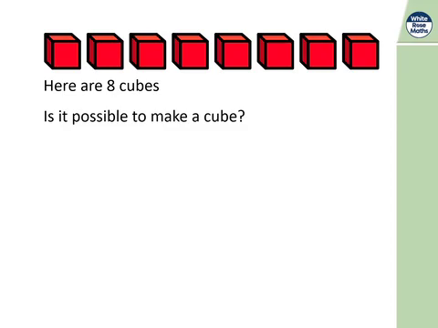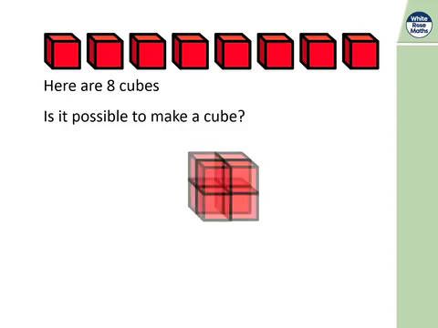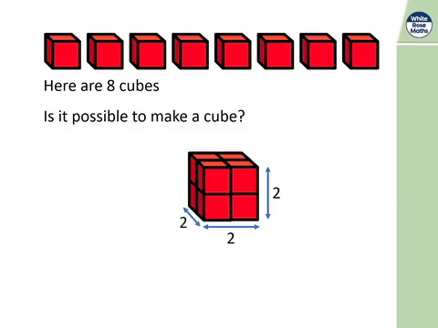You may have found, especially if you have some cubes to help you, that it is possible, and there's a cube made of 8 smaller cubes. How do we know it's a cube? Well, we know that all the faces are the same size, that they're each 2 cubes by 2 cubes, and of course, going into the depth of the cube is another 2 cubes.